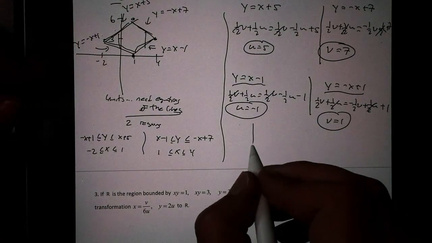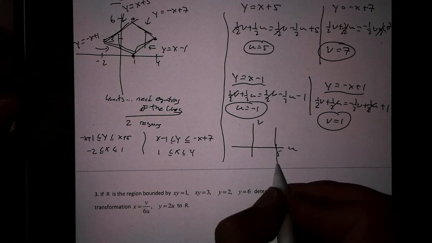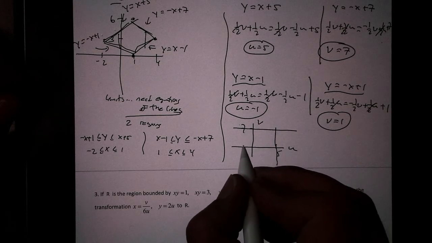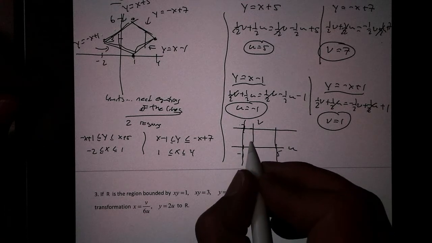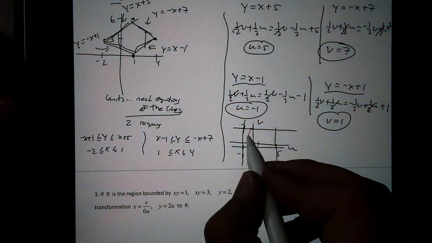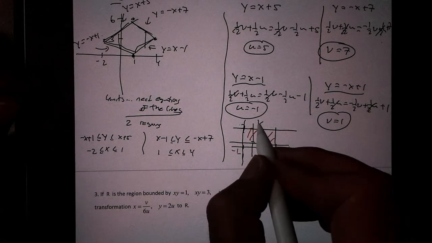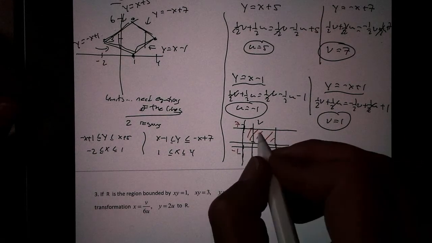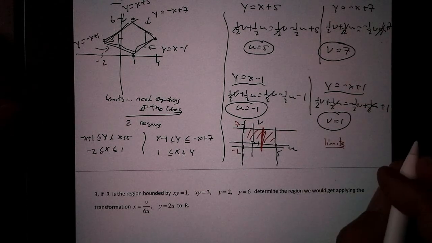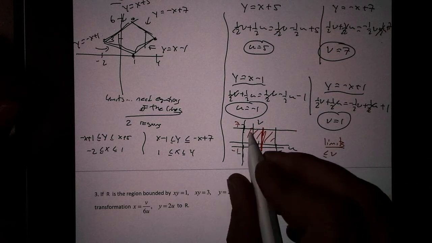So when I graph this in terms of u and v, u is 5, there's my vertical line; v is 7, that's a horizontal line; u is negative 1, right here; and v is 1, right here. So now my whole region is here, and I can write my new limits. If I draw my vertical line right now, my change in v is going to go from negative 1 to 7.